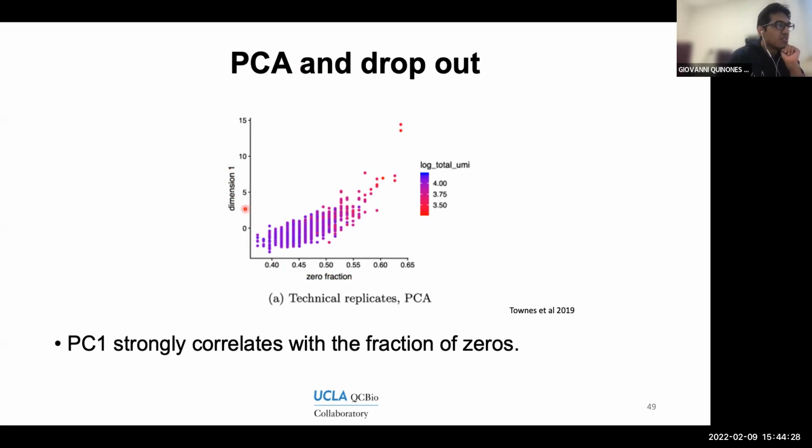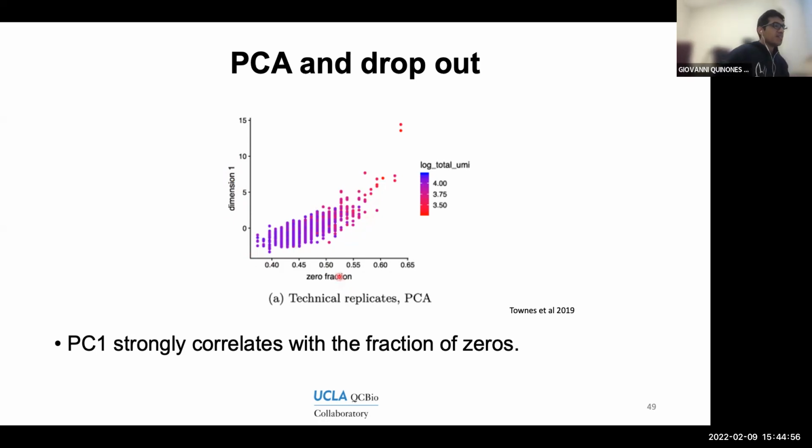So if you remember, PCA1 is our new coordinate system. It's a combination of the expression of multiple genes in this case. And the zero fraction is just the fraction of cells that had a zero in it. And what you can see is that there is a pretty strong positive correlation. So what does that mean, though?